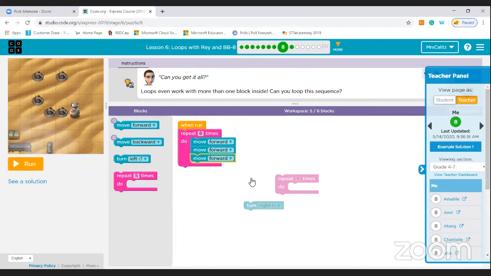Okay, so 3 move forwards into the loop and then? Turn right. Turn right inside the loop, yes. And then? Yes, you can run it. I'm not sure if it will work. 3 times. It must be 3 times. 3 times. Okay, let's see. Yes.